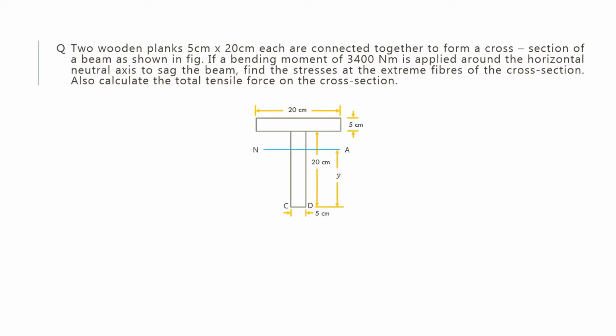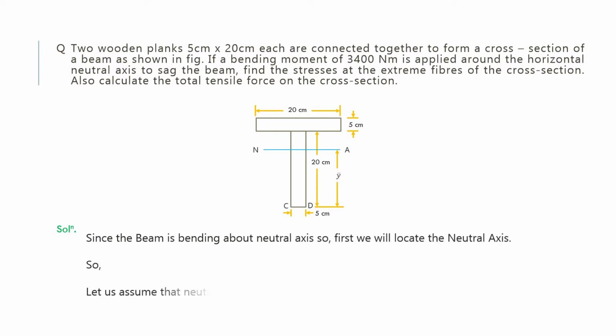So this is the cross section given to us. इसमें हमें सारे dimensions दिए हुए हैं. Now we know that the beam will bend about the neutral axis. तो सबसे पहले हम neutral axis की position को locate करेंगे. And to locate the position of neutral axis, let us say that the neutral axis is lying at a distance of y bar from the bottom edge CD. Bottom edge CD से हम ये मान लेते हैं कि neutral axis y bar distance पे lie करता है.